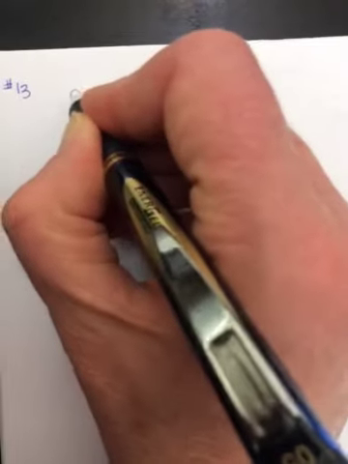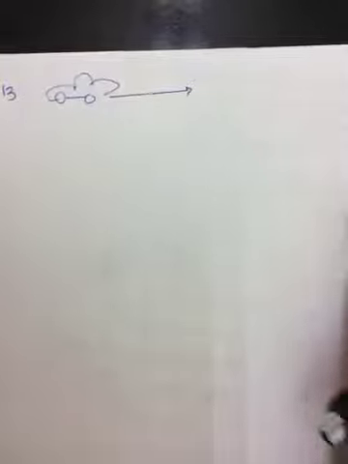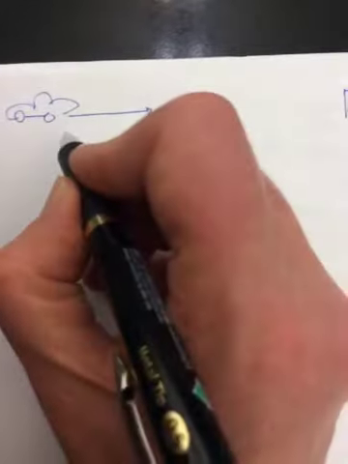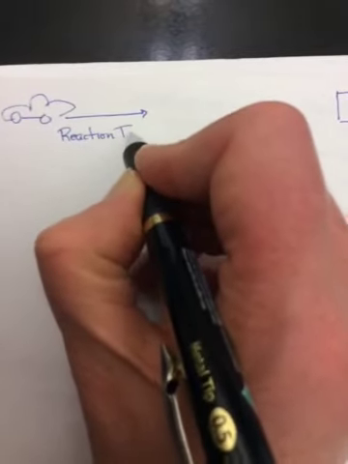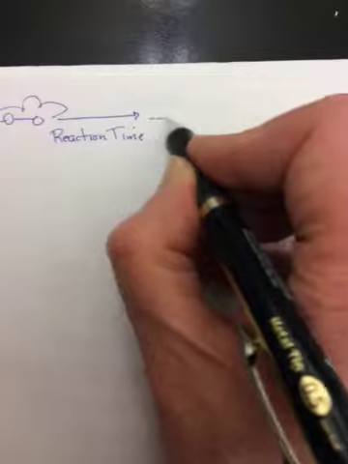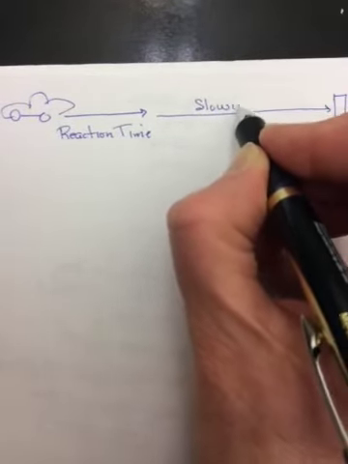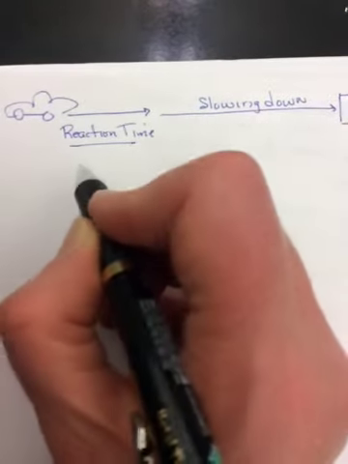Okay, so there's two parts to this question. Part one is his reaction time, so he's driving along and sees this barrier and doesn't hit the brakes, so this is reaction time. And then there's this section where he actually hits the brakes and slows down. Okay? So what do we know about his reaction time?